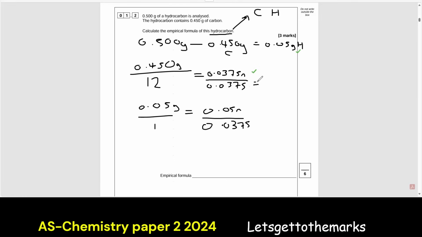And what we're going to get here is equal to 1, and this is equal to like 1.33 recurring. I now go, damn, I can't write 1.3 in an empirical formula. I need a whole number. What can I times them both by to get them roughly to a whole number? Well, if I times both of these by 3, I'm going to end up with carbon as 3 and hydrogen as like 3.99, but we're going to round that up to C3H4, and that is your empirical formula. So there we go. Lovely jubbly.